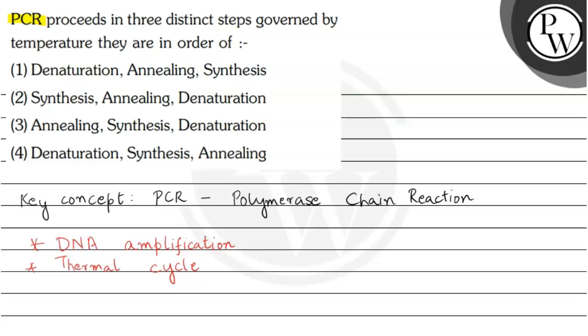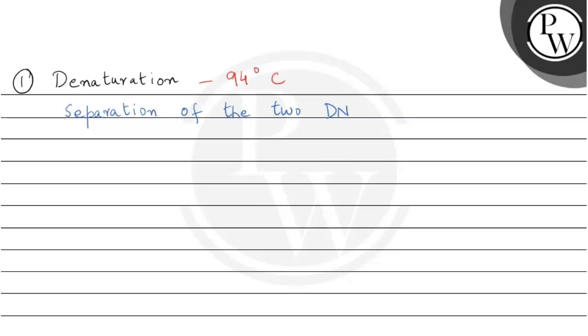Now, if we see the different steps of PCR, then the first step in PCR is denaturation. So this step takes place at a temperature of around 94 degrees centigrade. Now, in this step, there is the separation of the two DNA strands of the DNA template.